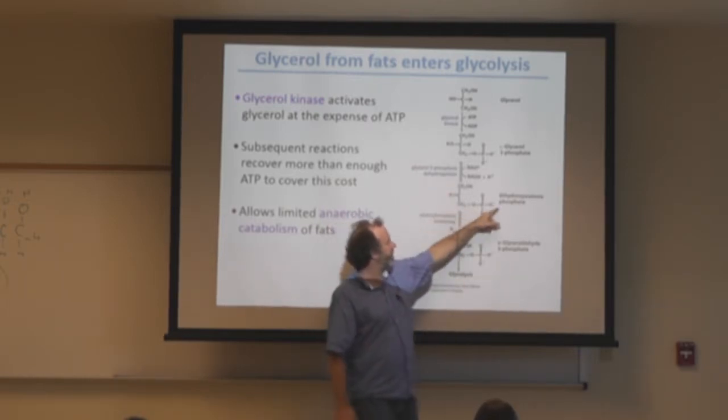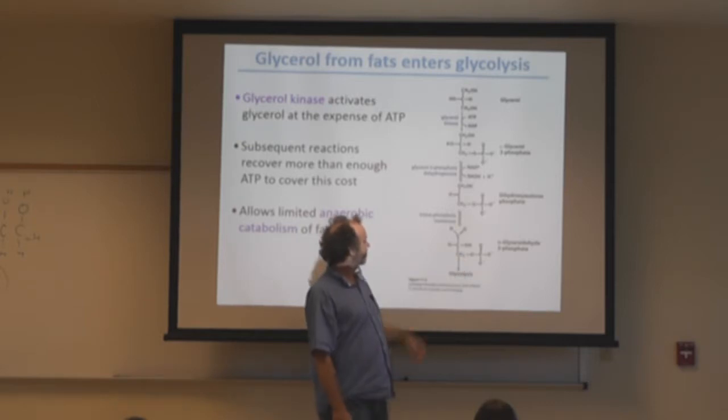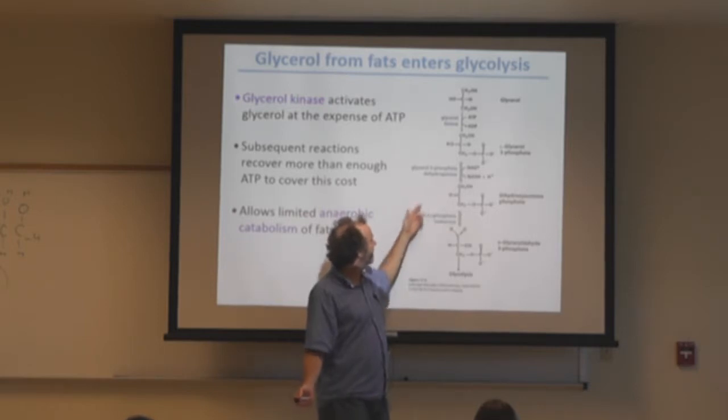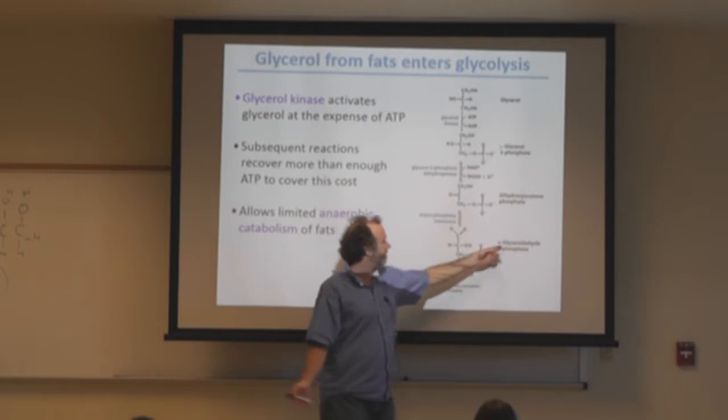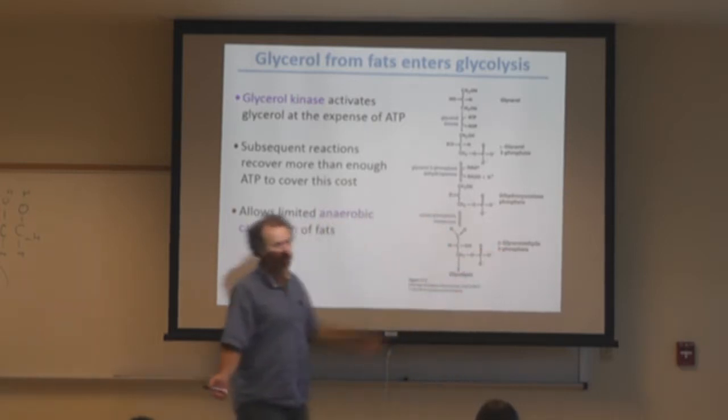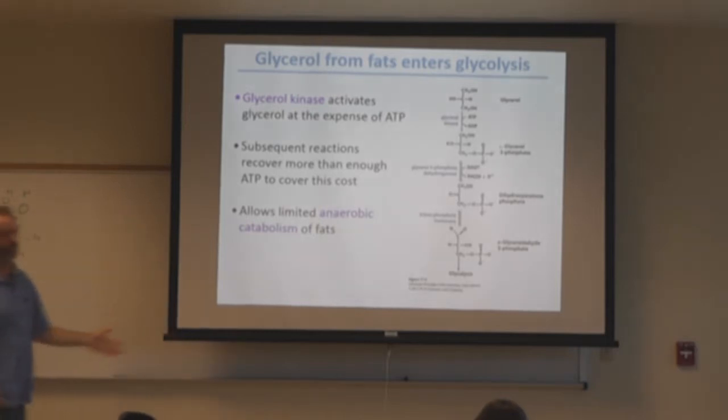And then you have dihydroxyacetone phosphate. Does that sound familiar from glycolysis? Dihydroxyacetone phosphate. It does, yeah. Yeah, and triose phosphate isomerase will convert that into D-glyceraldehyde 3-phosphate. So that's how you can get sugar from glycerol.